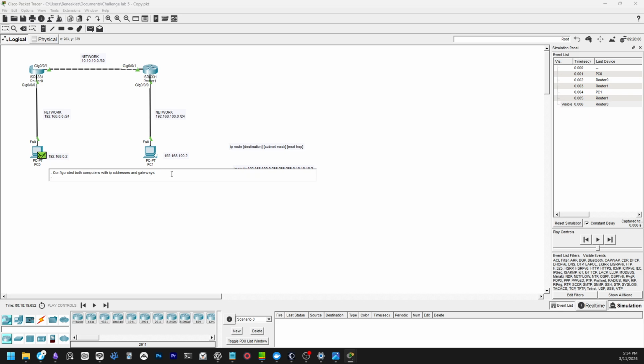So remember, we added an IP address on the gig interface for router 1, and added static routes to both routers.